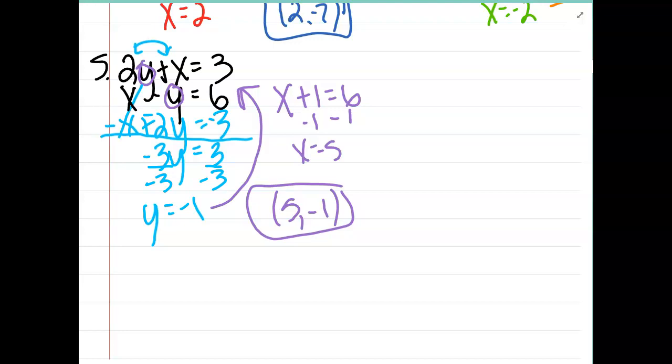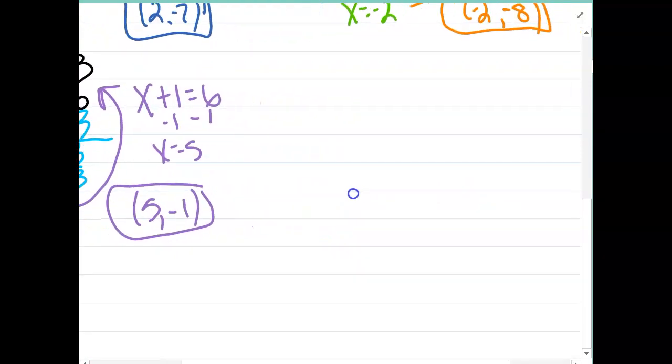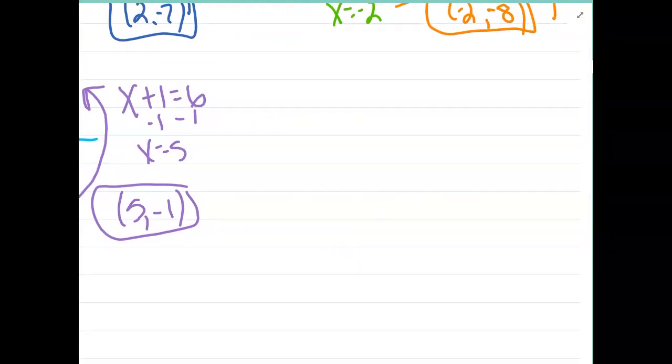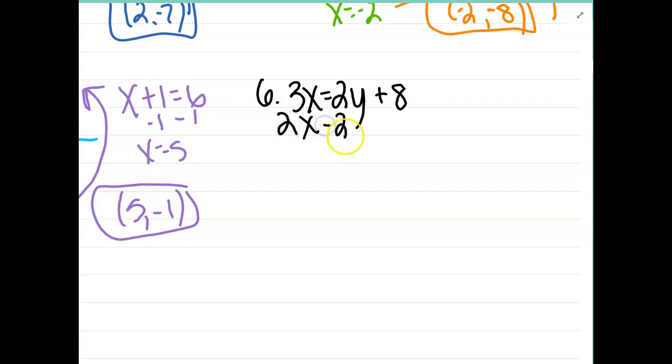Okay, last one. Okay, number 6. 3x equals 2y plus 8 and 2x minus 2y equals 5.